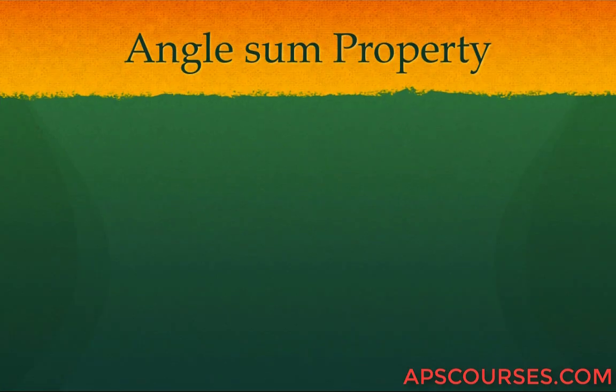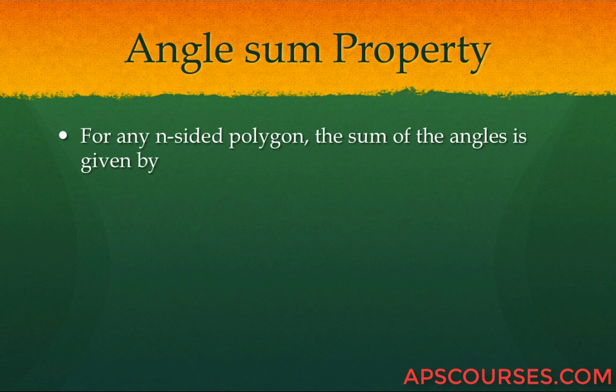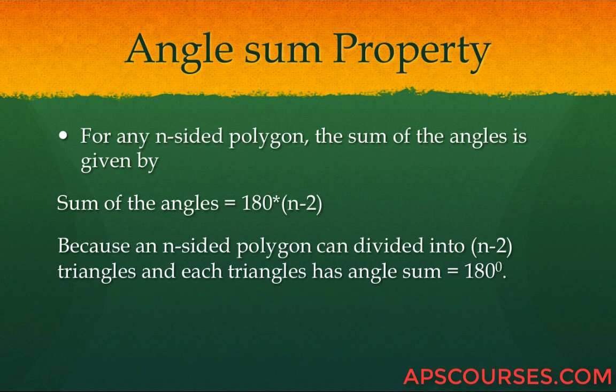Let us now finally have a look at the angle sum property of a polygon. If a polygon has n sides, the sum of all its angle would be 180 multiplied by n minus 2. And why is this? Because an n-sided polygon can be divided into n minus 2 triangles, and each triangle has sum of angles equal to 180 degree. Hence the formula 180 multiplied by n minus 2.